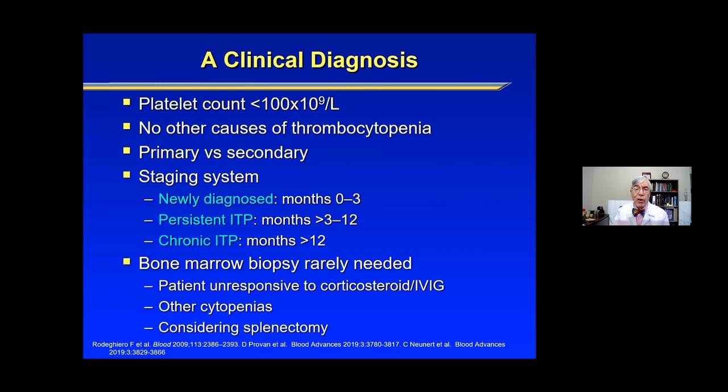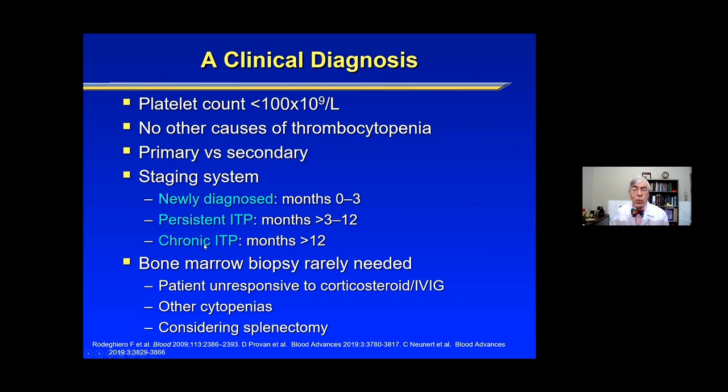And then we have become very modern. We describe the first 3 months of ITP as newly diagnosed. We discuss months 3 to 12 as persistent ITP. And if you had it for more than 12 months, which I think many of you or your relations have had, then this is called chronic ITP.